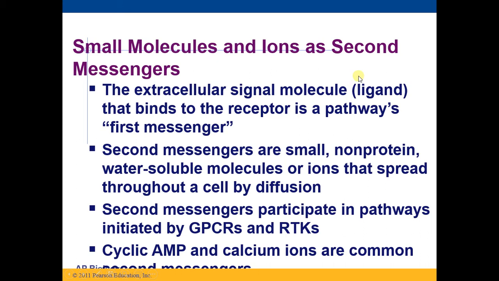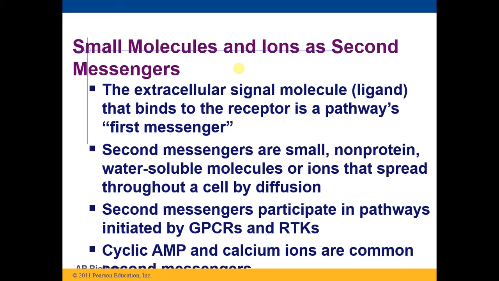The next thing I want to talk about is called second messengers. So that signal that started by having a ligand bind to the receptor in the signal transduction pathway, we can refer to that ligand as the first messenger. It came directly from the cell that was sending the message. A second messenger then is like a small non-protein, like water-soluble molecules or ions that spread throughout a cell by diffusion that can carry the same message and activate those protein kinases as the first messenger.